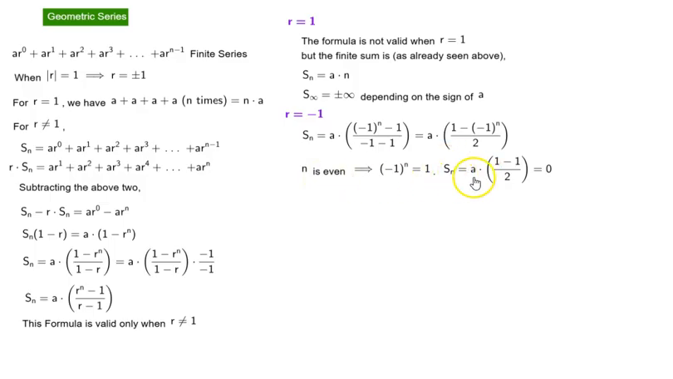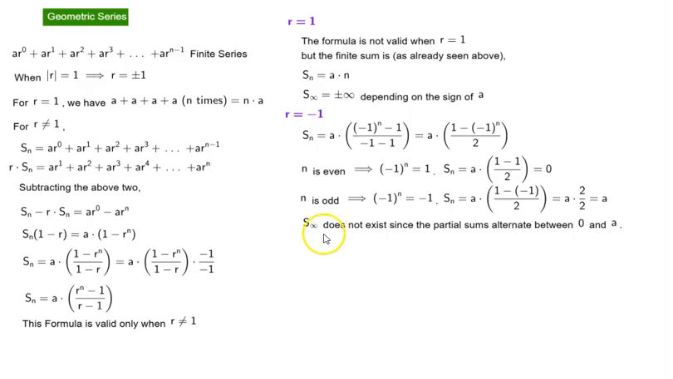So our sum becomes S sub n equal to a times 1 minus 1 by 2, which is 0. But if n is odd, -1 to the power of n will be -1. So S sub n equal to a times 1 minus -1 by 2, which is equal to a times 2 by 2, which is a. If we take it to infinity, S sub infinity does not exist since the partial sums alternate between 0 and a. So that was the case when r is equal to -1.